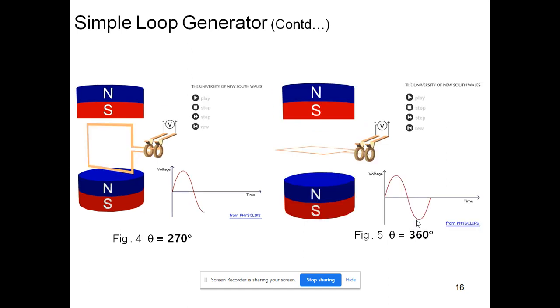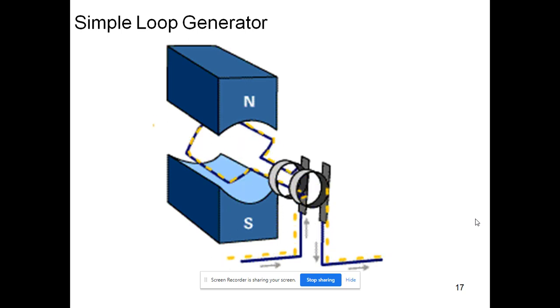On further rotation, when theta is equal to 270 to 360 degrees, the negative induced EMF, which is at the maximum point, gets reduced to 0. In this way, from 0 to 360 degrees, the voltage is induced as a full waveform. We can see the animation of the simple loop generator.